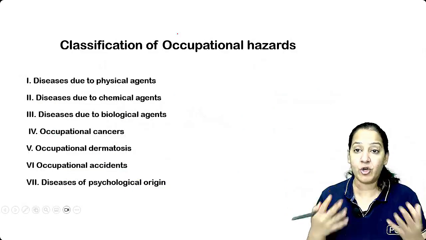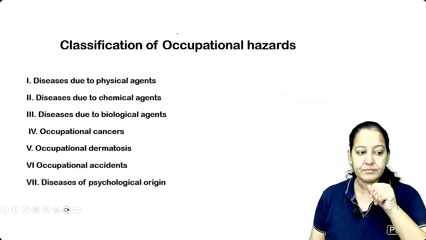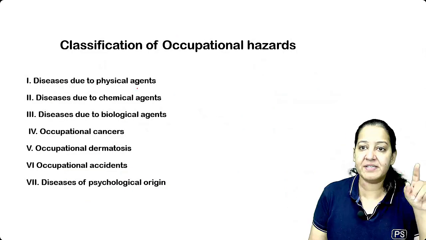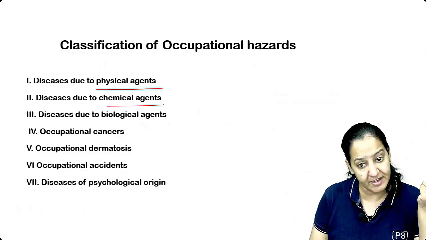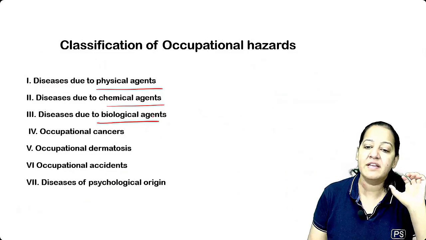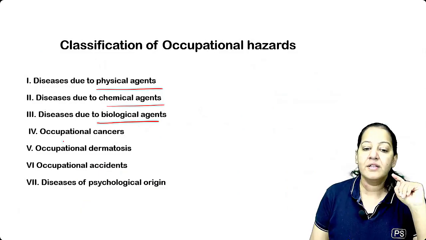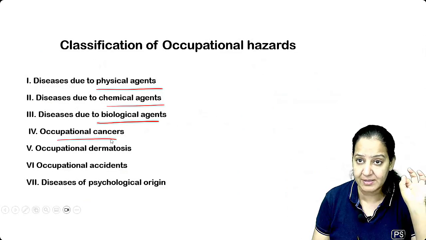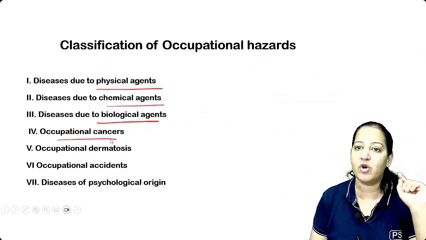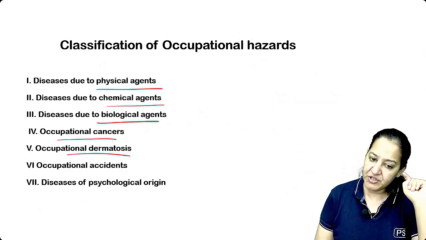How many types of occupational hazards are there? Now at the occupational place, the person can have diseases due to physical agents present at that place. There can be chemicals present at that place. There can be biological agents causing the disease. There can be occupational cancers also. I will tell you some occupations in which cancer is common. I will give you the list. Occupational skin diseases are common.